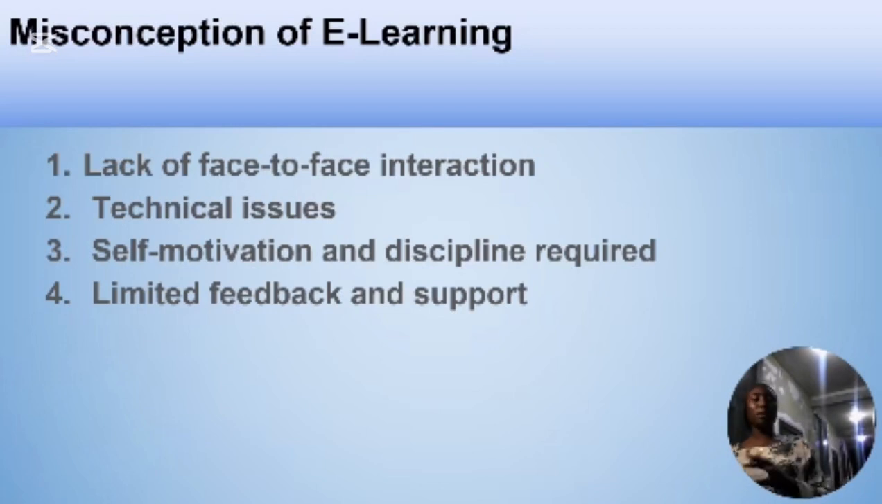Self-motivation and discipline required. If the student does not have discipline or can't motivate him or herself, the person can't qualify to do e-learning, because in e-learning no one is there to motivate you, or you are on your own pace that you get up and just go to your phone and say you are going to learn on the internet. So point four, limited feedback and support. Some social media have limited comment listing.